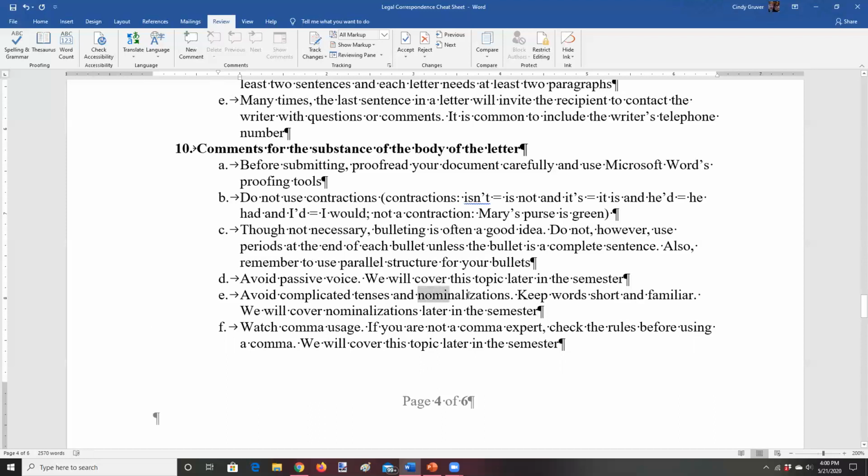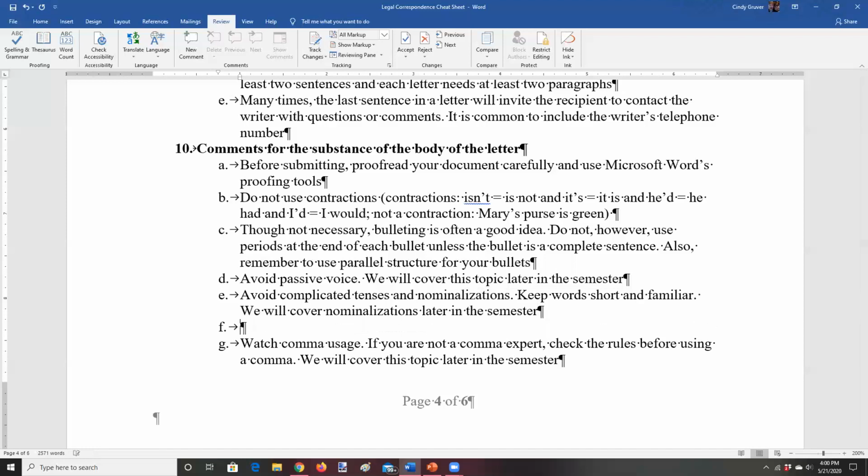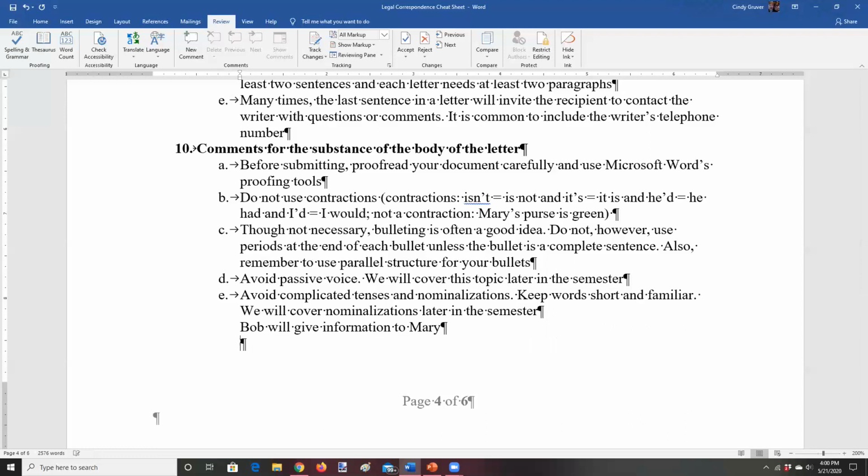The nominalizations, again, we'll talk more about this later on. These are super long words that are nouns, and typically they begin by being verbs. It's a good idea to keep the energy, the activity, the heart of your sentence in the verb, not in the nouns. And so an example of that really quickly is if we had this sentence, Bob will give information to Mary. We could write that.